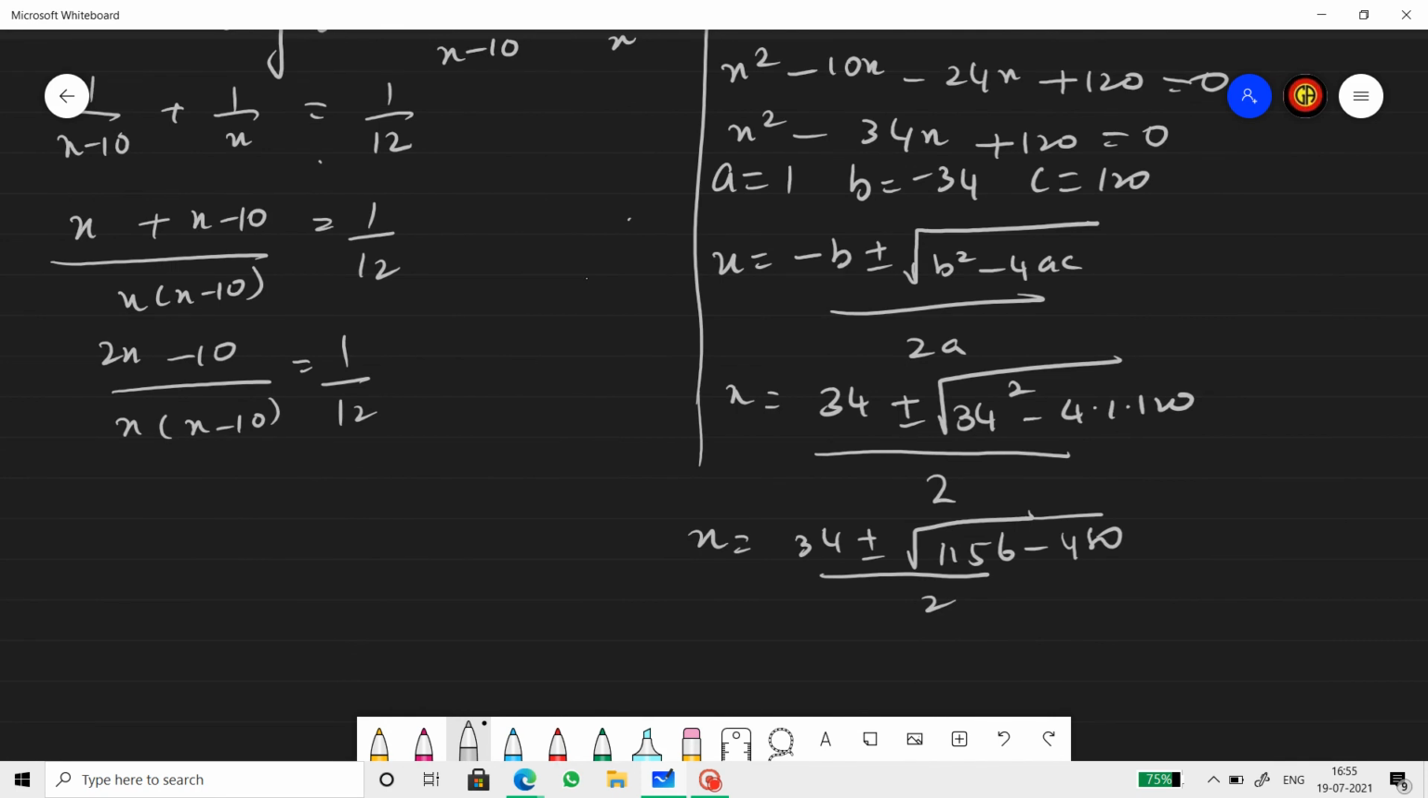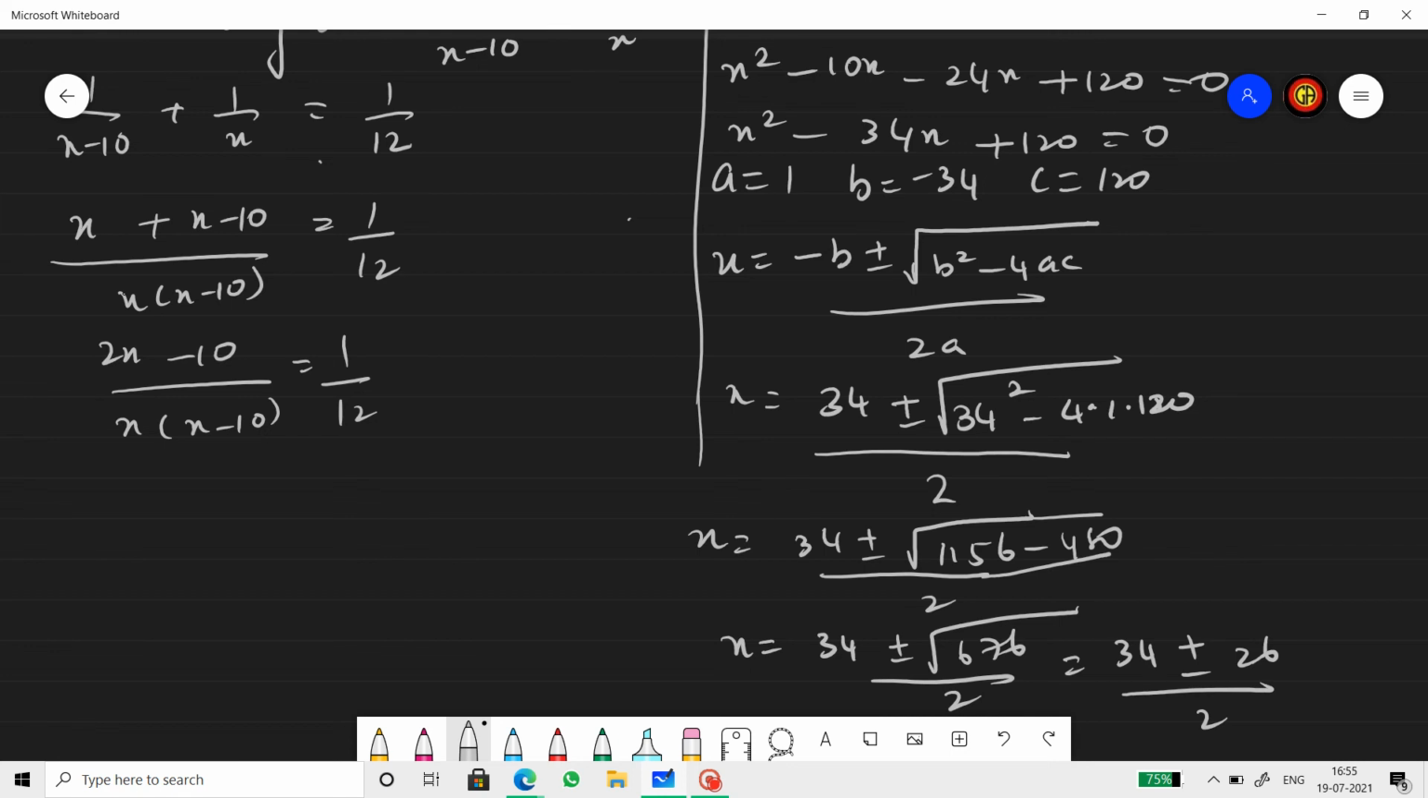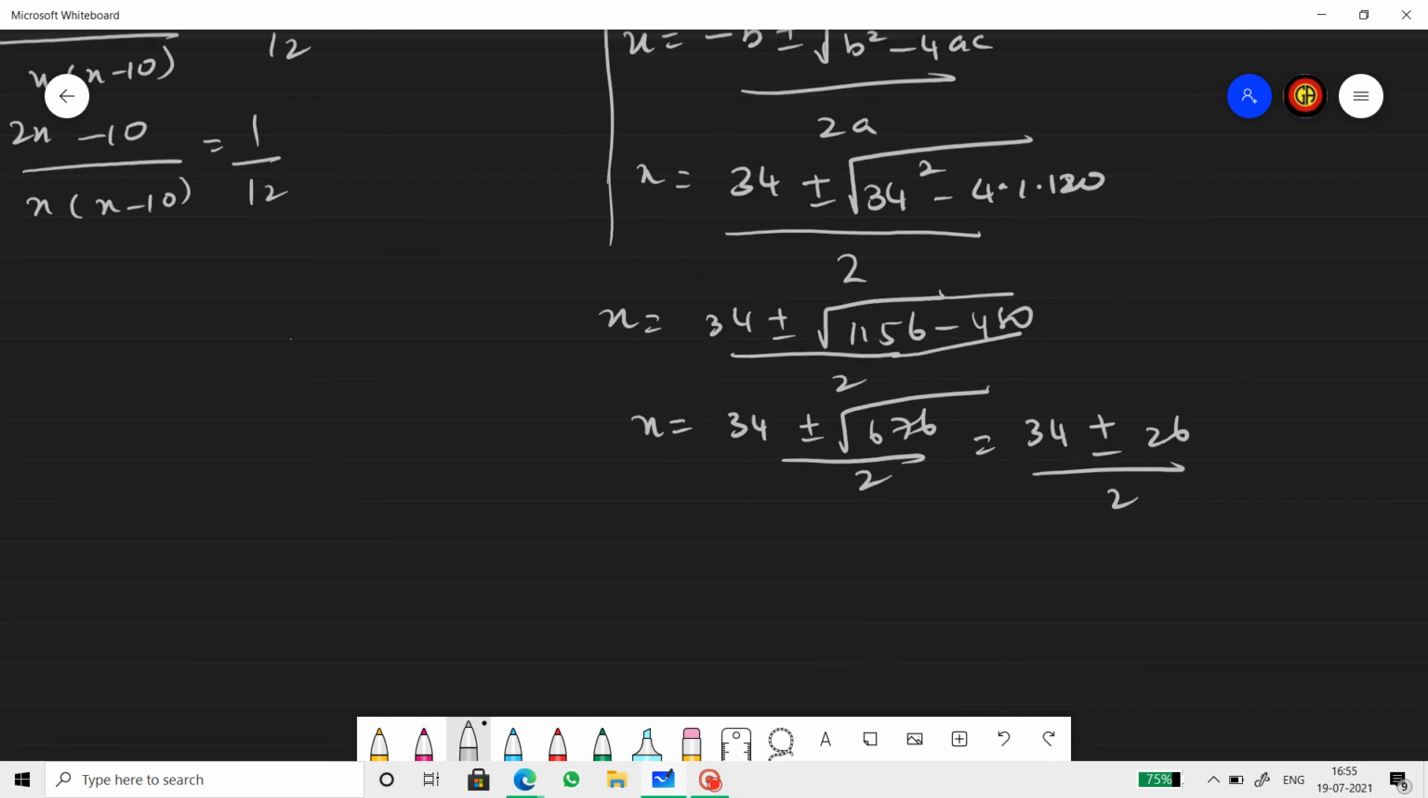So here I've applied all the values and did a little bit of calculation. B square is 1156, 4 into A into C is 4 into 1 into 120, and the product of that is 480. So X is equal to 34 plus or minus root over 1156 minus 480, which gives us root over 676 divided by 2. Root over 676 is 26.